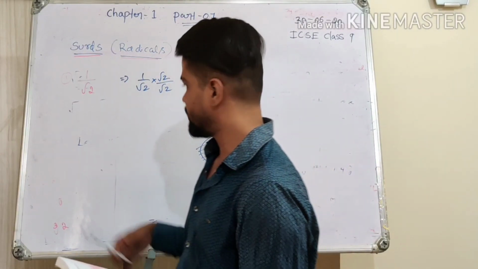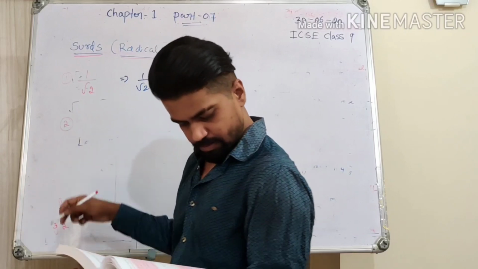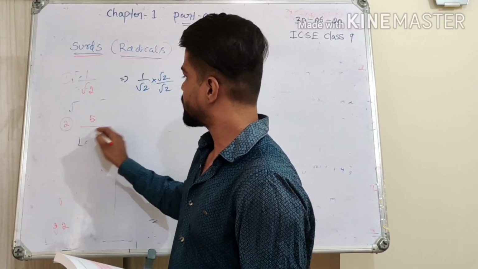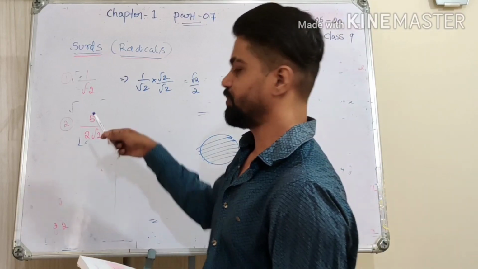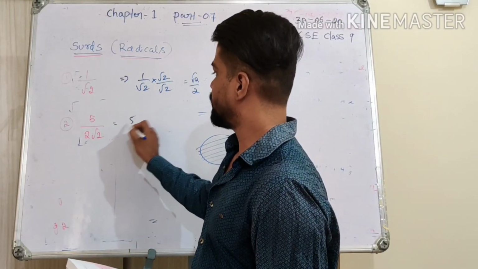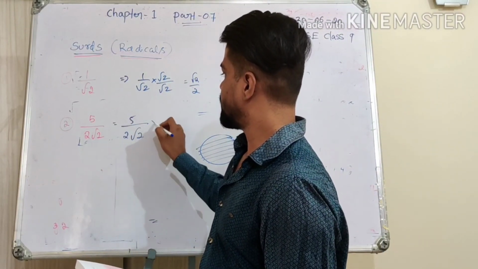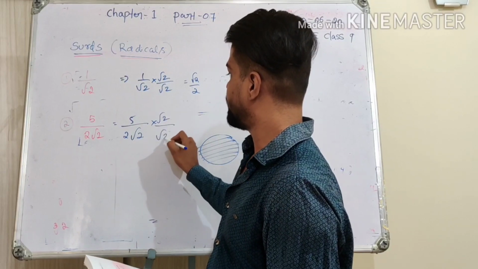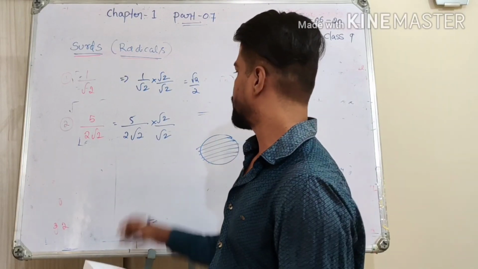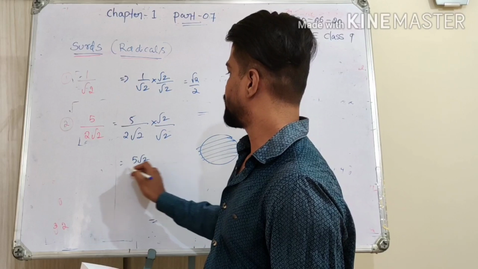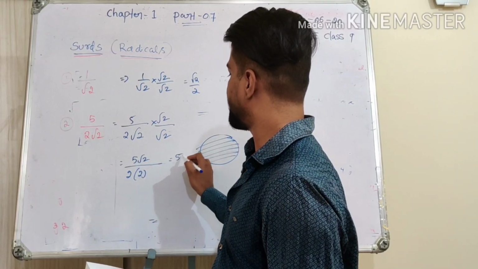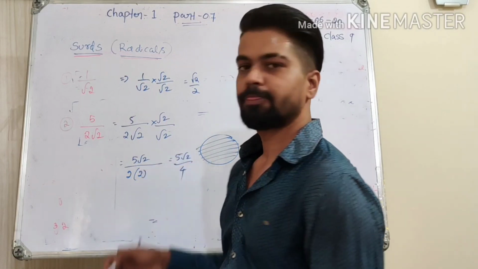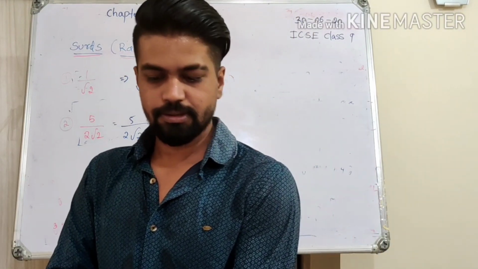Denominator is rationalized. Okay, second one, 5 by 2 root 2. Again, which is the least rationalization factor of 2 root 2? Root 2 itself, right? So I can multiply and divide by root 2. So you will end up with 5 root 2 by 2 into 2. So we end up with 5 root 2 by 4. Okay. So that is how it is.